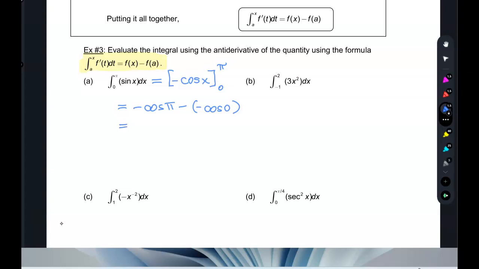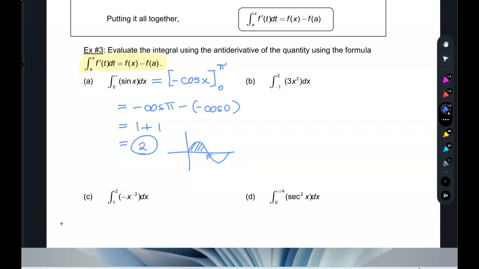Okay, cosine of pi is negative 1, so we get positive 1 minus negative, so that makes that plus. And then cosine of 0 is 1. This is a really big conclusion. Why? What did we just find? The area under the sine curve from 0 to pi is 2. The area under the sine curve from 0 to pi is exactly equal to 2 square units.